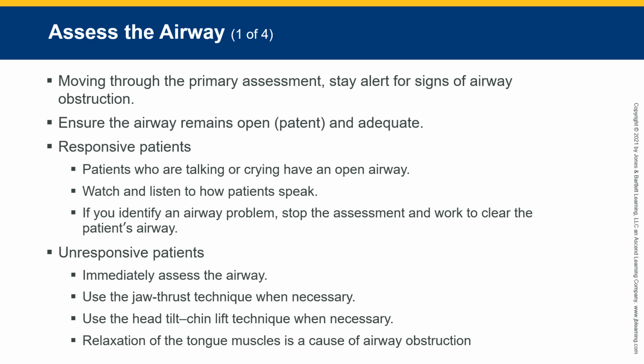Moving through the primary assessment, stay alert for signs of airway obstruction. Ensure the airway remains open and adequate. If they are talking or crying, they have an open airway. Just keep watching them to make sure they don't lose it. Unresponsive patients, immediately assess that airway. Use jaw thrust technique when necessary. So our trauma patients get jaw thrust. Non-trauma get head tilt, chin lift, because you want to relax the tongue to get it away so it's not causing an airway obstruction.